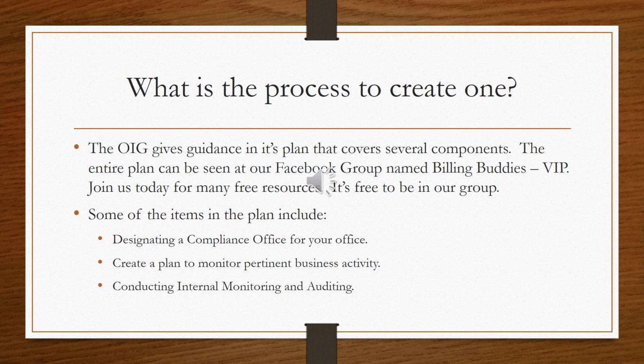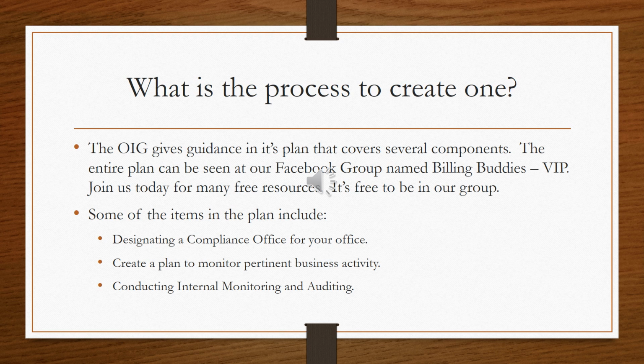Next, we're going to discuss how to create a compliancy plan. And the OIG in its directive offers several components, what I consider to be a chapter and a workbook. And we're going to go through those during our class that's upcoming. You'll learn about that in the next slide. If you want to see that OIG compliance plan, just go to Facebook and type billingbuddies-VIP in the search bar and join our group. You'll have access to that as well as many other resources like hardship policies and proper signatures on file.